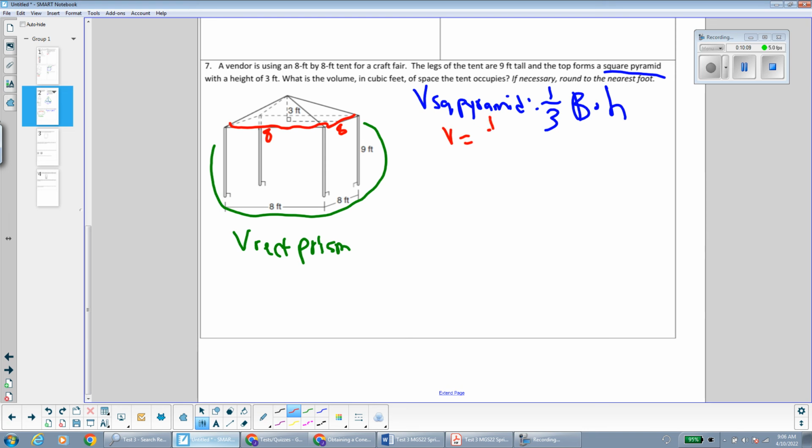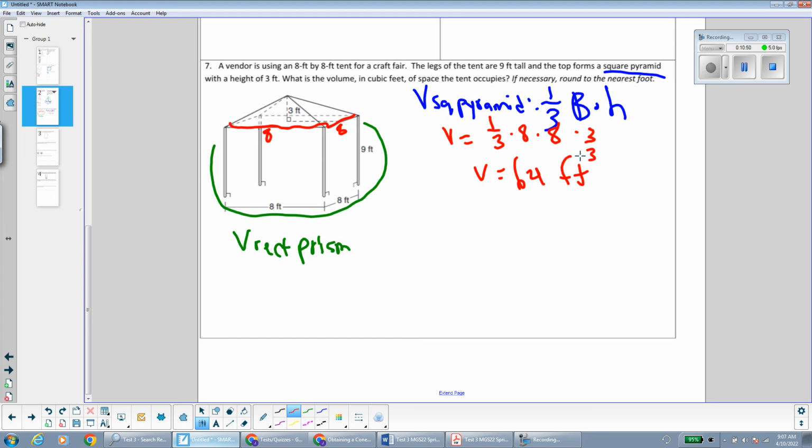So to find the volume of the pyramid, we need 1/3 area of the base, while the area of the square base is length times width, which is 8 times 8. So I'm going to put that here, 8 times 8, times the height of the whole pyramid. And the height of the whole pyramid is 3. That's the perpendicular line going from the top of the pyramid down to the base. So if I put this all into my calculator, I have 1/3 times 8 times 8 times 3, and I get 64 feet cubed because I'm talking about volume here.